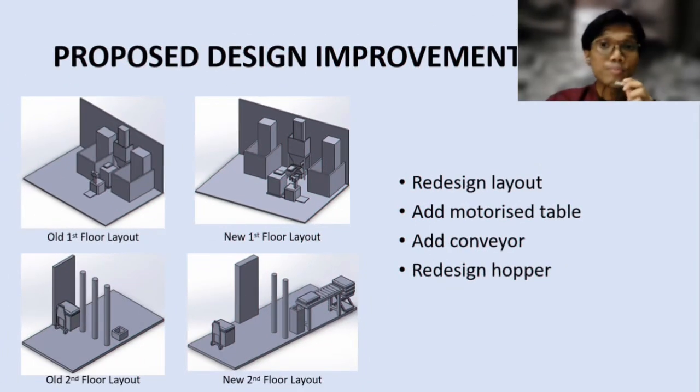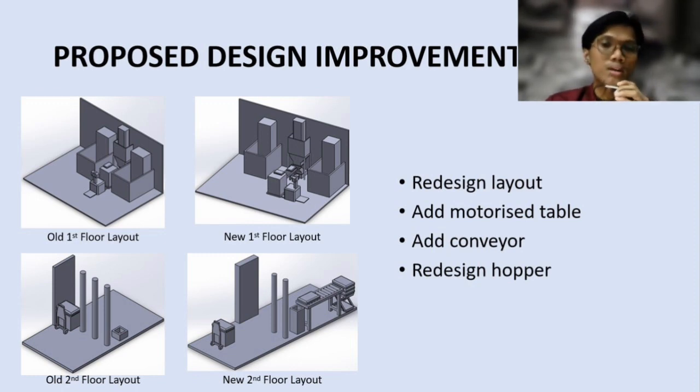For design improvement, first we need to redesign the layout. So for the first floor, we need to make it bigger so the worker can move around the area easily, and for the second floor, we need to remove one of the piles so the worker can transfer the sack with the trolley easily through it.